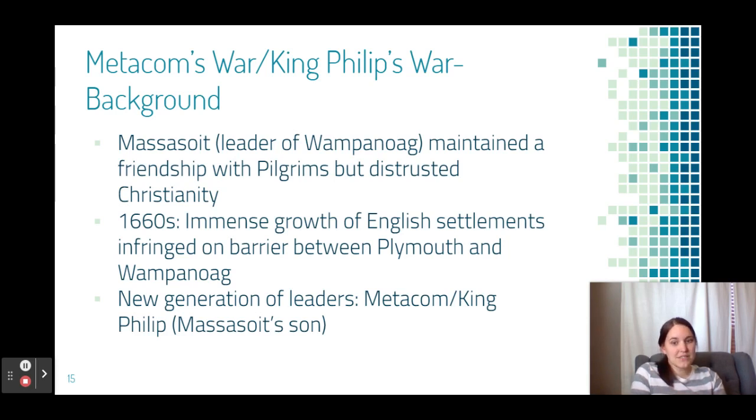But in the 1660s, we see some things changing. The settlements continued to grow, and the distance between the Wampanoag and Plymouth grew closer and closer. And there was a new generation of leaders. Metacom, who was also known as King Philip by the English, was Massasoit's son, and then there were some of the other leaders of the Pilgrims. They're just new leaders that didn't have the basis for that positive relationship.